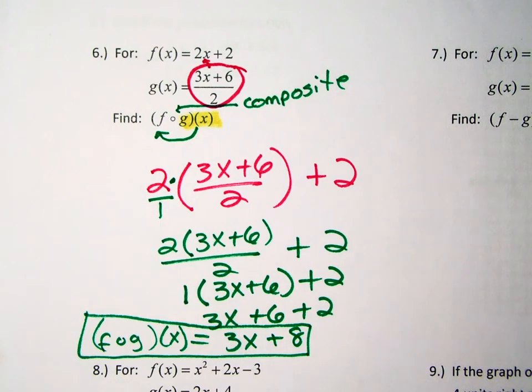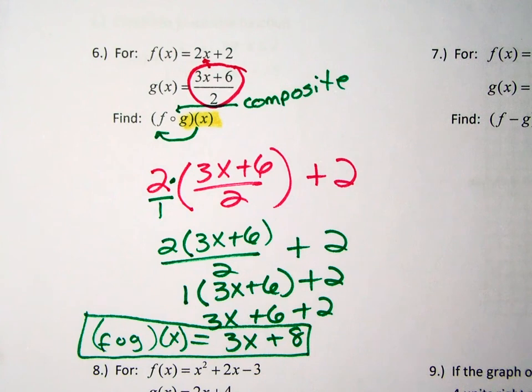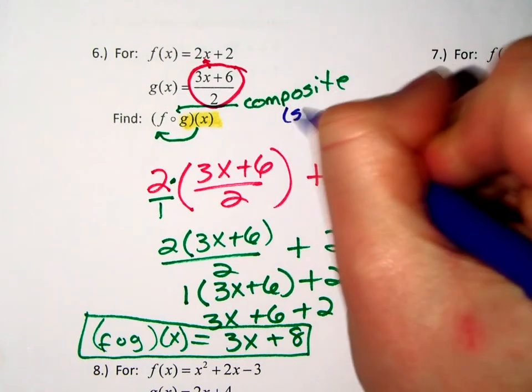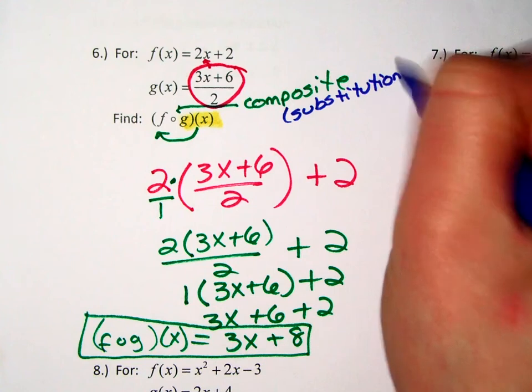So make sure you're very careful, because if you would have multiplied, it'd be very different than this composite, which is really a fancy way of saying substitution, right? We're substituting one into the other one.